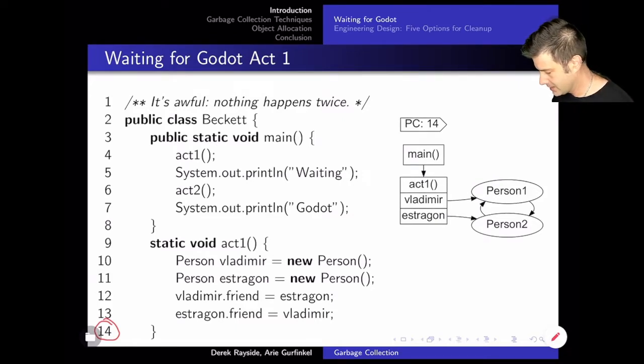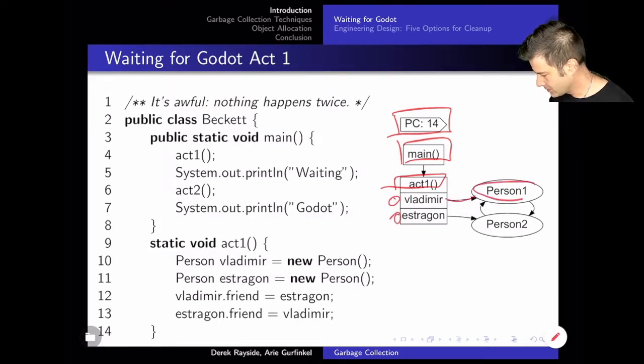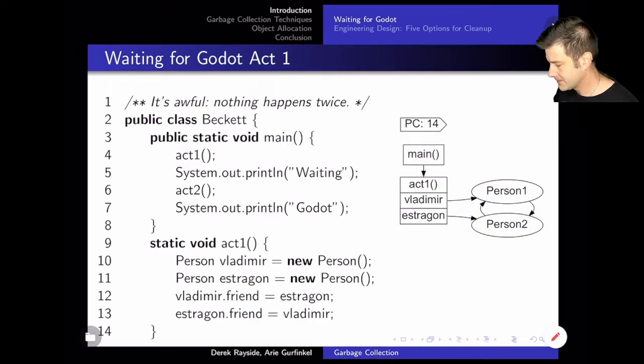If we draw an object diagram as it is at the end of method act1, we have our PC. We have a function main. It has no locals. It calls act1. Act1 has two local variables, Vladimir and Estragon. Vladimir is connected to person. Estragon points to another person. And then the persons point to each other through the friend field. Should not be any surprise.